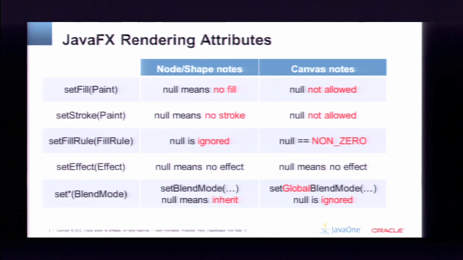setFillRule changes the fill rule from even-odd to non-zero. In a shape node, if you say setFillRule of null, we just ignore what you did.